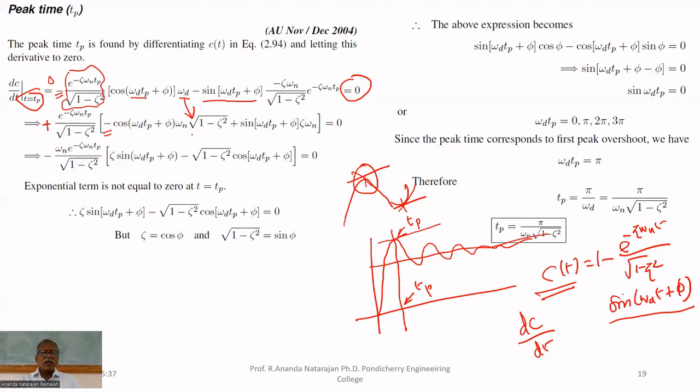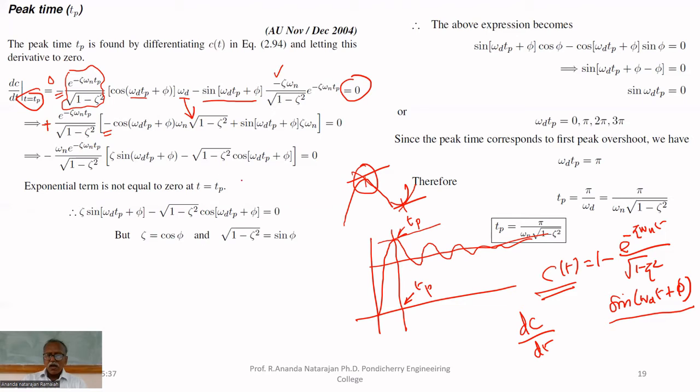So instead of omega d, we can write omega n square root of 1 minus zeta square, plus sine omega d tp plus phi multiplied by zeta omega n. This minus sign becomes plus, because of two minus signs, from sine omega d tp plus phi zeta omega n, equal to 0.